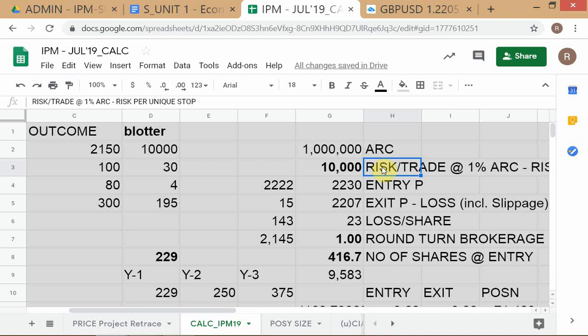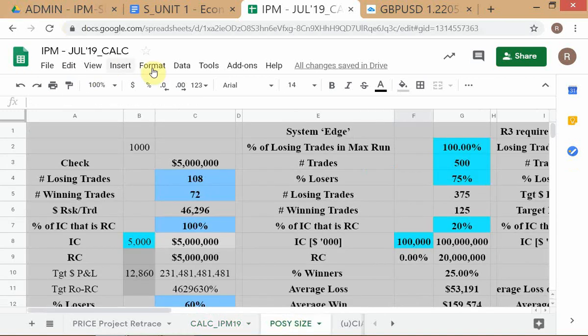Now, actually that's an arbitrarily determined figure that I gave you, because I wanted it to be a low figure. But there's actually a better way to determine this 1%, whether it should be 1% or 2% or 0.5% or whatever. So we are now going to come to that. For that you look at position size. This sheet is already in your folder, so you can access the sheet.